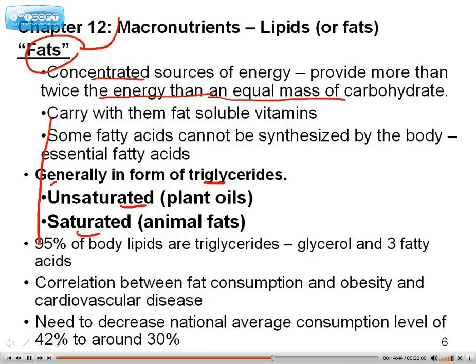Yes, you need to memorize all of these facts. I could give you fill in the blank. I could give you a general compare and contrast question. So there's another. That's another macronutrient.